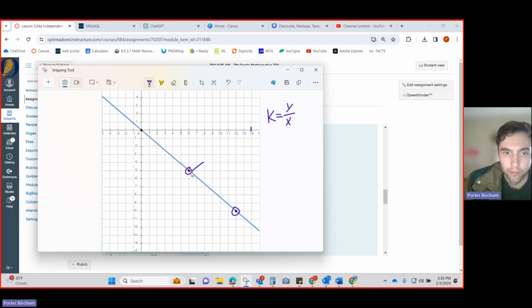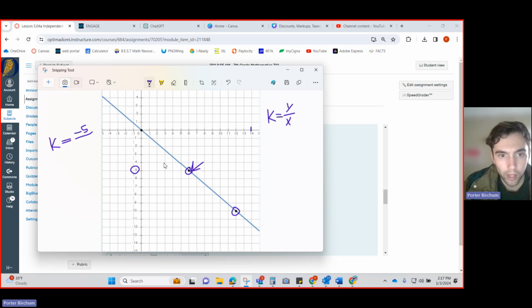So let's look at this first dot. The y value tells us how far up or down the graph the dot is, and the x value tells us how far to the left or how far to the right the dot is. So for this first dot, how far down do we go? What is the y value for that first dot? How far down do we go? Negative 5. Nice. Negative 5 is the y value.